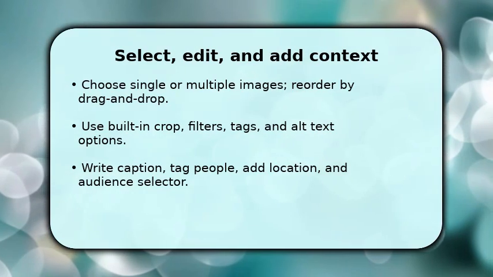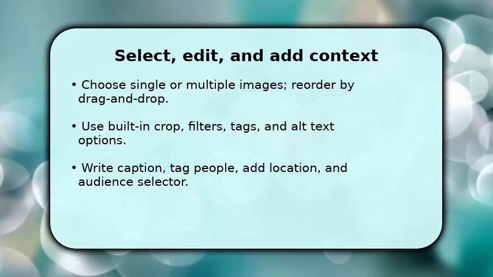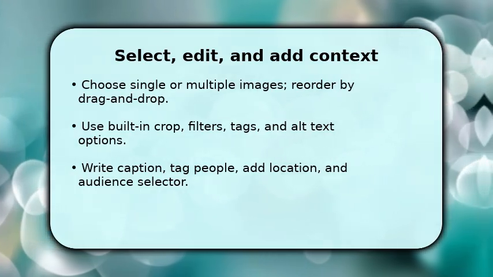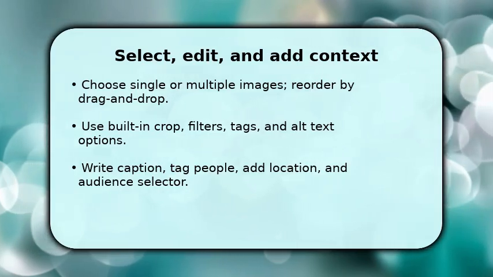With your photo selected, you control how people see it, so edit deliberately. Tap an image to crop, rotate, apply a filter, or add alt text for accessibility. These small choices improve clarity and reach.